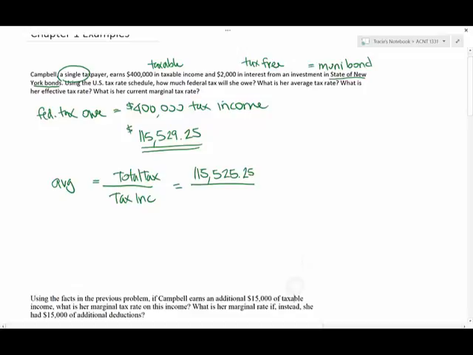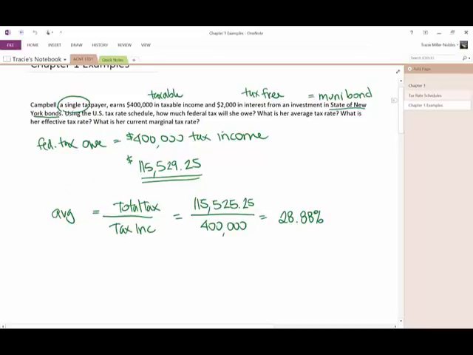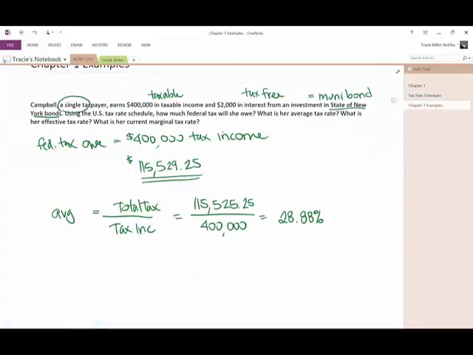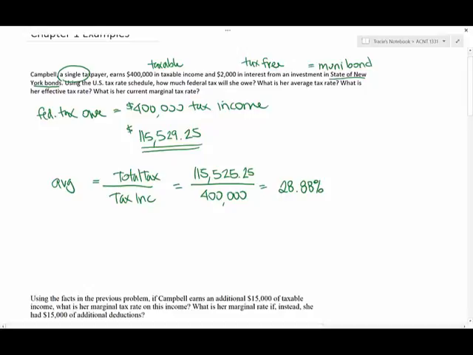529.25 divided by taxable income, just taxable, 400,000 gets me to 28.88%. So she has an average tax rate of 28%. Notice her tax bracket, if we come back over here, was 33%. But her average tax that she pays is only 28%. And that's because not everything is taxed at the highest tax bracket.